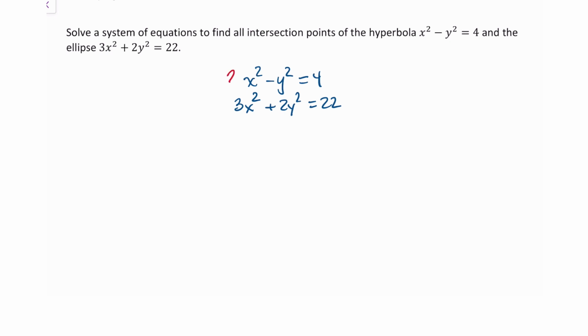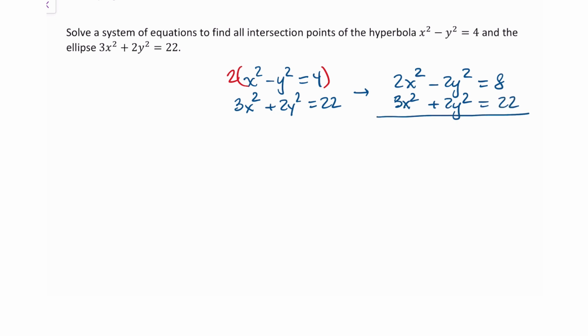I'm going to multiply the first equation by 2 on both sides, and that's going to enable us to eliminate the y squared term when we add. So you have 2x squared minus 2y squared equals 8. And we have 3x squared plus 2y squared equals 22. So if we add those two equations together, we have 5x squared equals 30, which means x squared equals 6. And that means that there are actually two potential x coordinates, plus and minus the square root of 6.